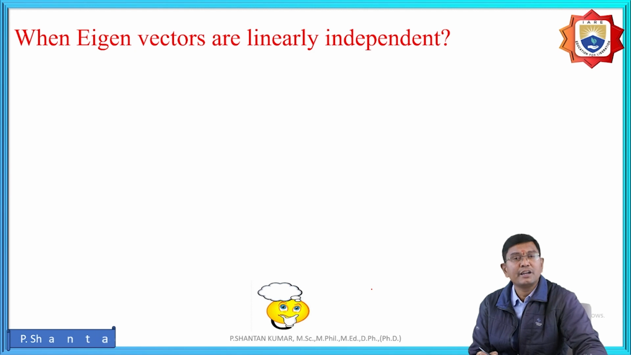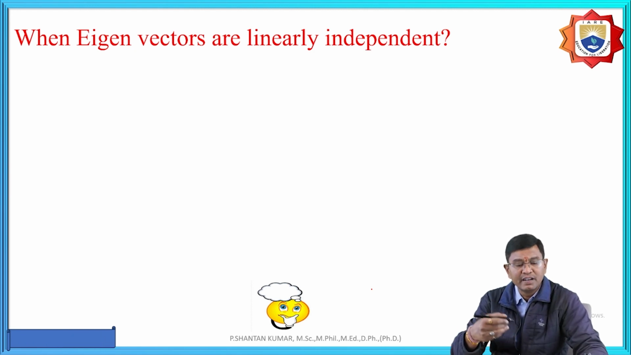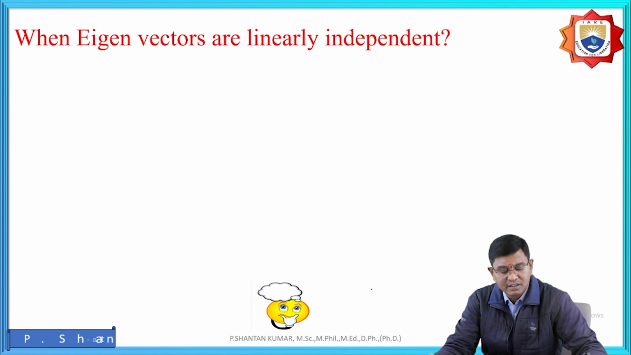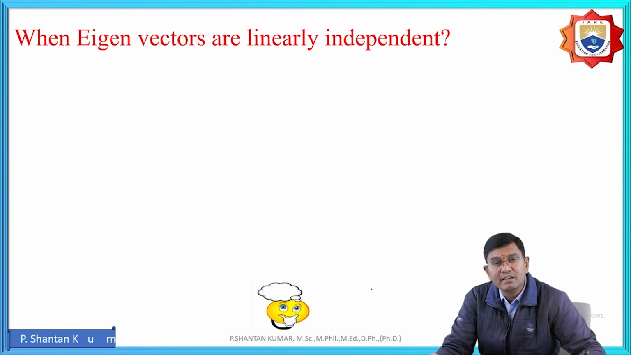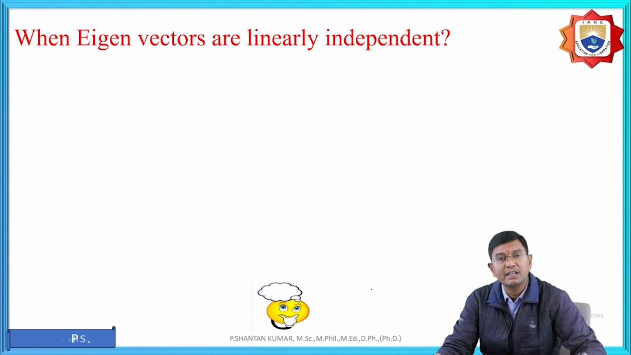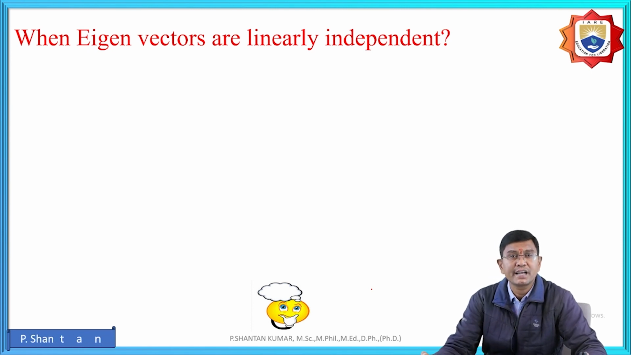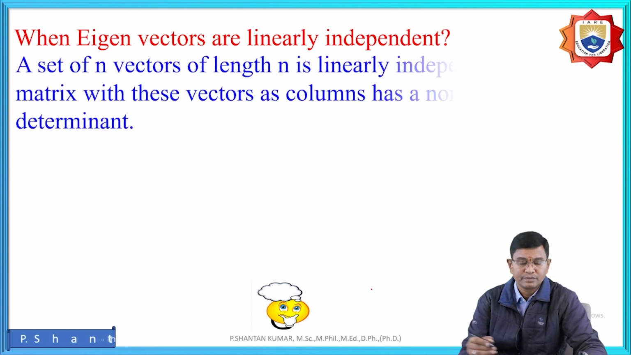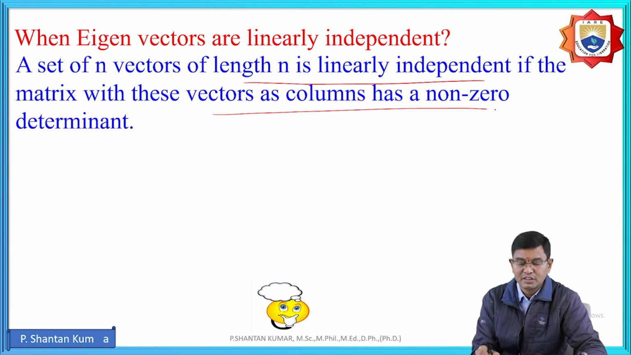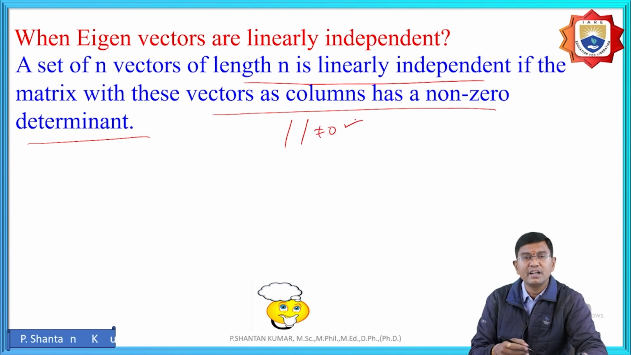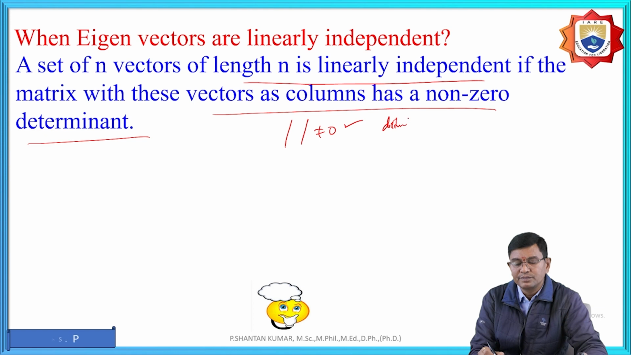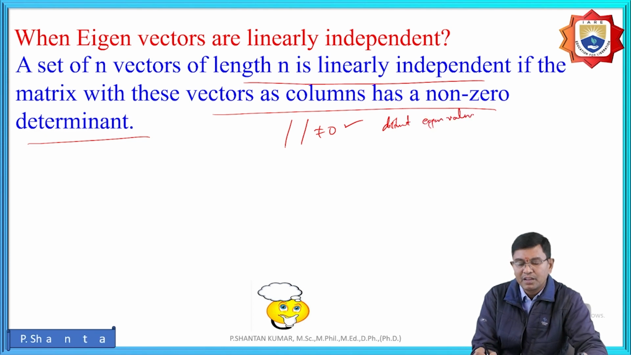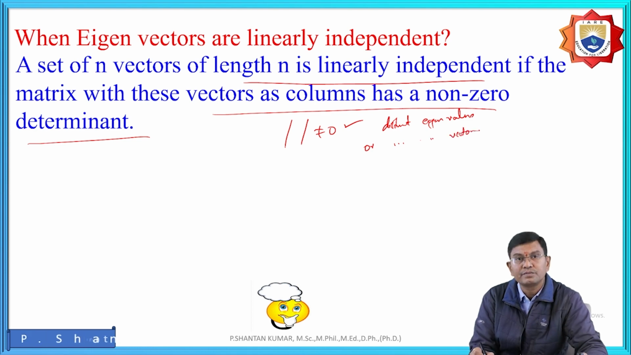When are eigenvectors linearly independent? If the eigenvalues are distinct, then automatically the eigenvectors are distinct, and distinct eigenvectors mean the matrix is linearly independent. That means the determinant is not equal to zero. That is the meaning of linearly independent, in case of distinct eigenvalues or distinct corresponding eigenvectors.